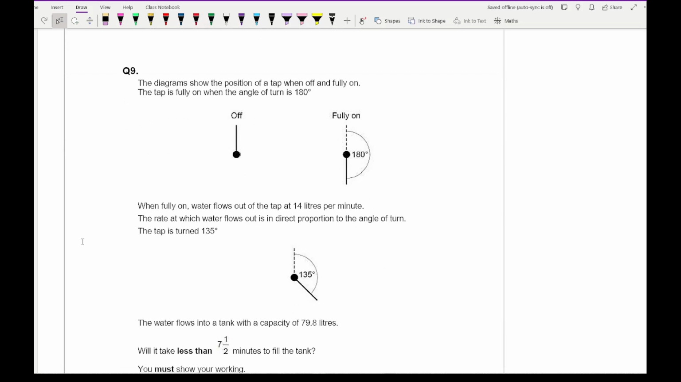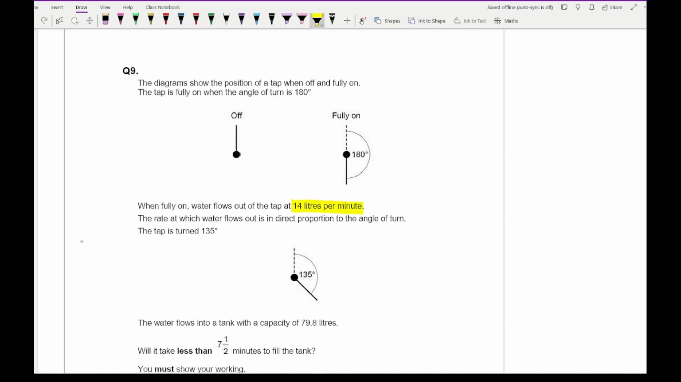Moving on to question 9, so our last question, it says the diagram shows the position of a tap when off and fully on. The tap is fully on when the angle of turn is 180 degrees. When fully on, the water flows out of the tap at 14 litres per minute. So let me just highlight that because that there is our rate.